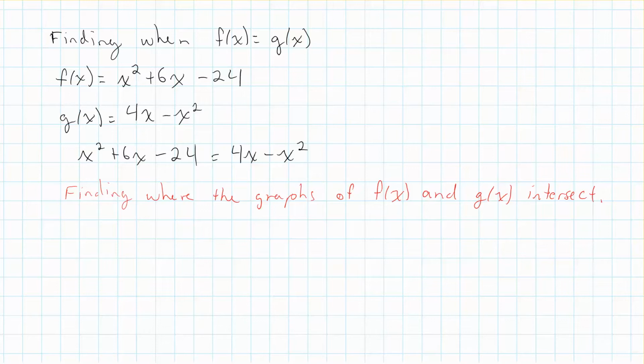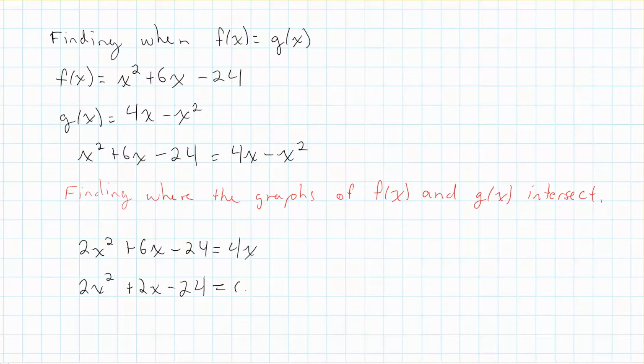Alright, so then let's go ahead and finish this problem out. So we'll move everything to one side. So we'll add the x squared to both sides, so you'd wind up with 2x squared, plus 6x minus 24 equals 4x. Subtract the 4x from both sides, and you would wind up with 2x squared plus 2x minus 24 equals 0.